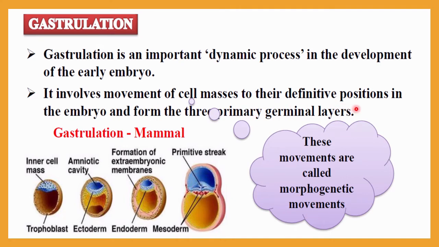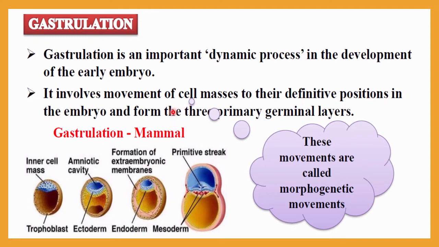The cell masses move to their definitive position in the embryo. You will see here the trophoblast, and the cells move and form ectoderm, then endoderm and mesoderm. Finally, this layer converts into a two-layer structure and then a three-layer structure. As you know very well, we are triploblastic animals. Gastrulation can be observed in all mammals, because all mammals are triploblastic, and that is why ectoderm, endoderm and mesoderm formation occurs here.